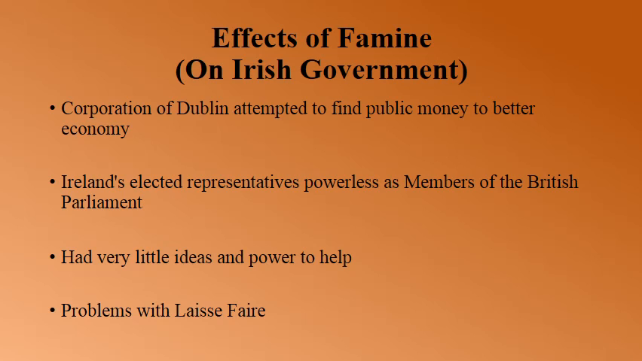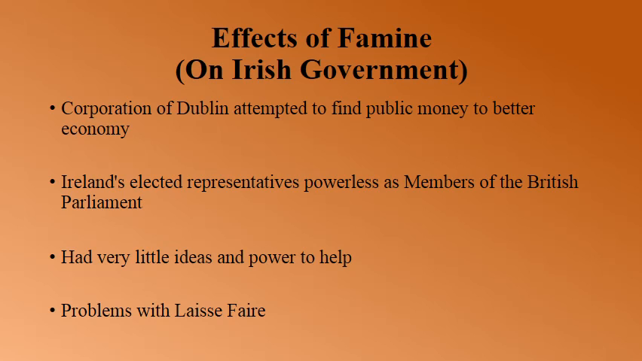To talk about the effects of the famine and how the Irish government was involved, the Corporation of Dublin attempted to find public money to better the economy, but money was so scarce amongst the public that they really failed to raise any significant funds that could help people out. Ireland's elected representatives were powerless as members of the British Parliament as well, because as Irish people, they did not have much say and much authority within the British Parliament, so they weren't able to help there. They also had very little ideas and power and resources to help out the people of Ireland, which was a big problem. And another problem was laissez-faire.